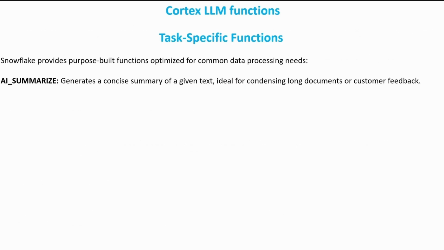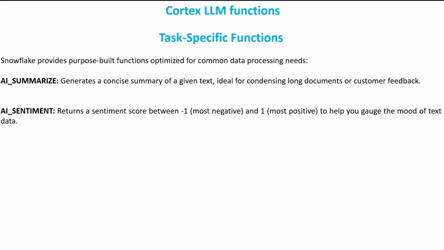Next are task-specific functions. The first function is AI summarize. It generates a concise summary of a given text, ideal for condensing long documents or customer feedback into a summarized format. Next is AI sentiment. It returns a sentiment score between -1 and +1 to help you gauge the mood of the text data.